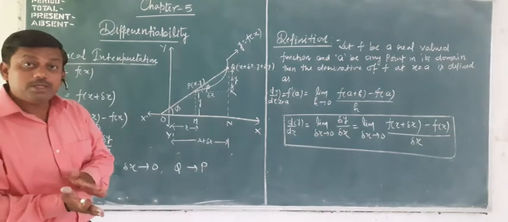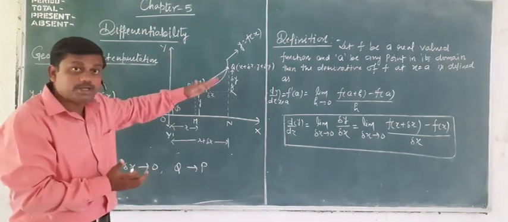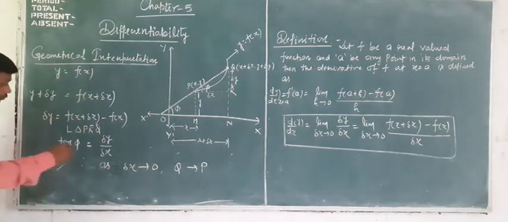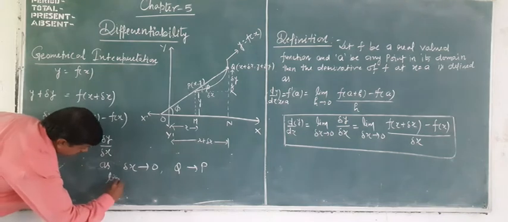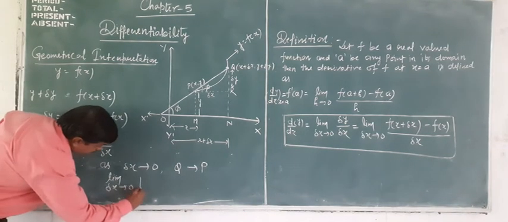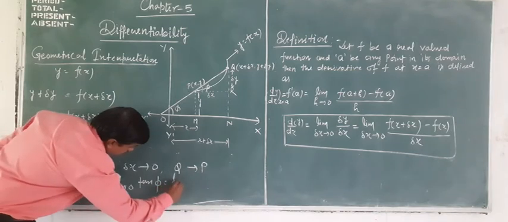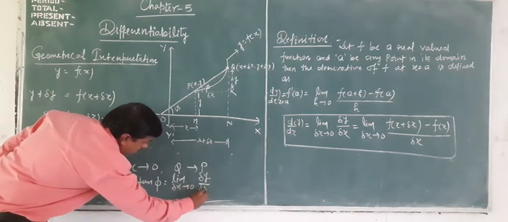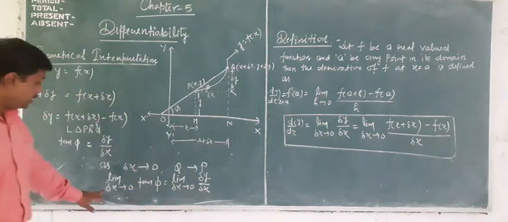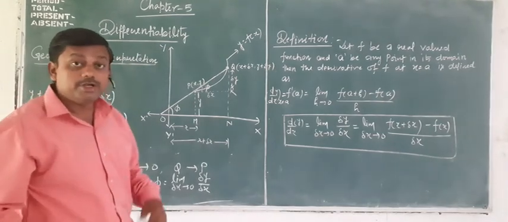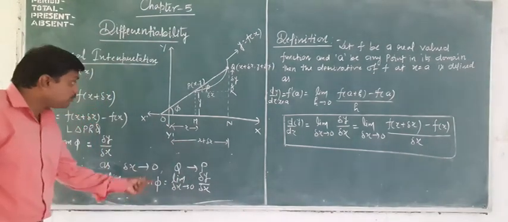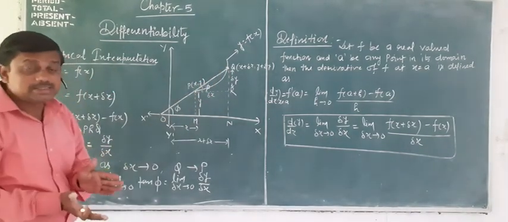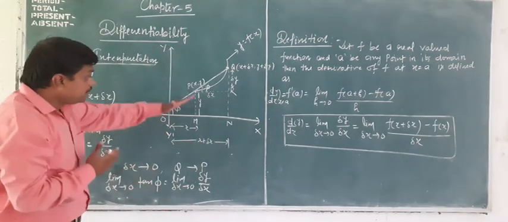If Q tends to P, it means this intersecting line becomes a tangent. So we can say limit delta x tending to 0 of tan phi equals limit delta x tending to 0 of delta y by delta x. As delta x tends to 0, tan phi is the limiting value of this, so the secant line is converted into the tangent line.